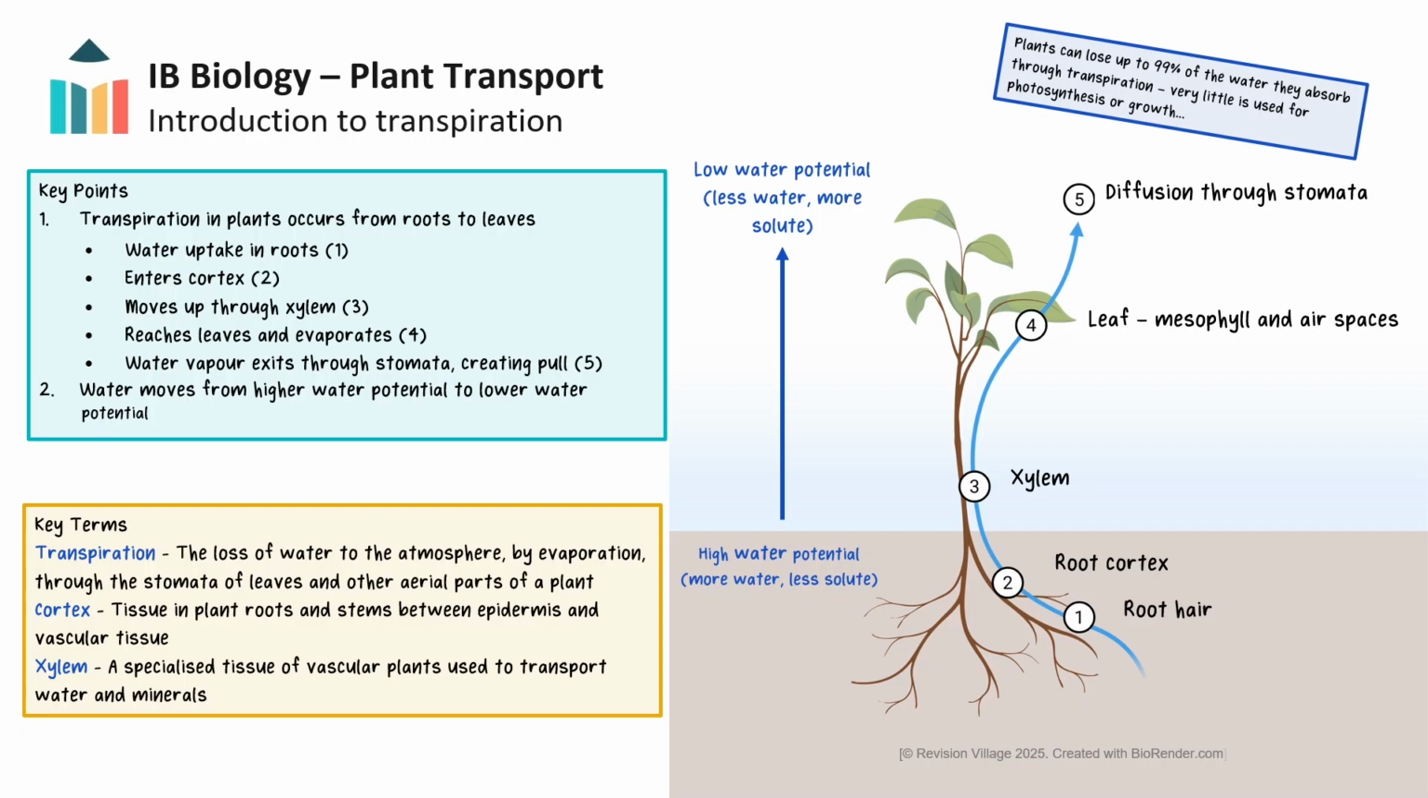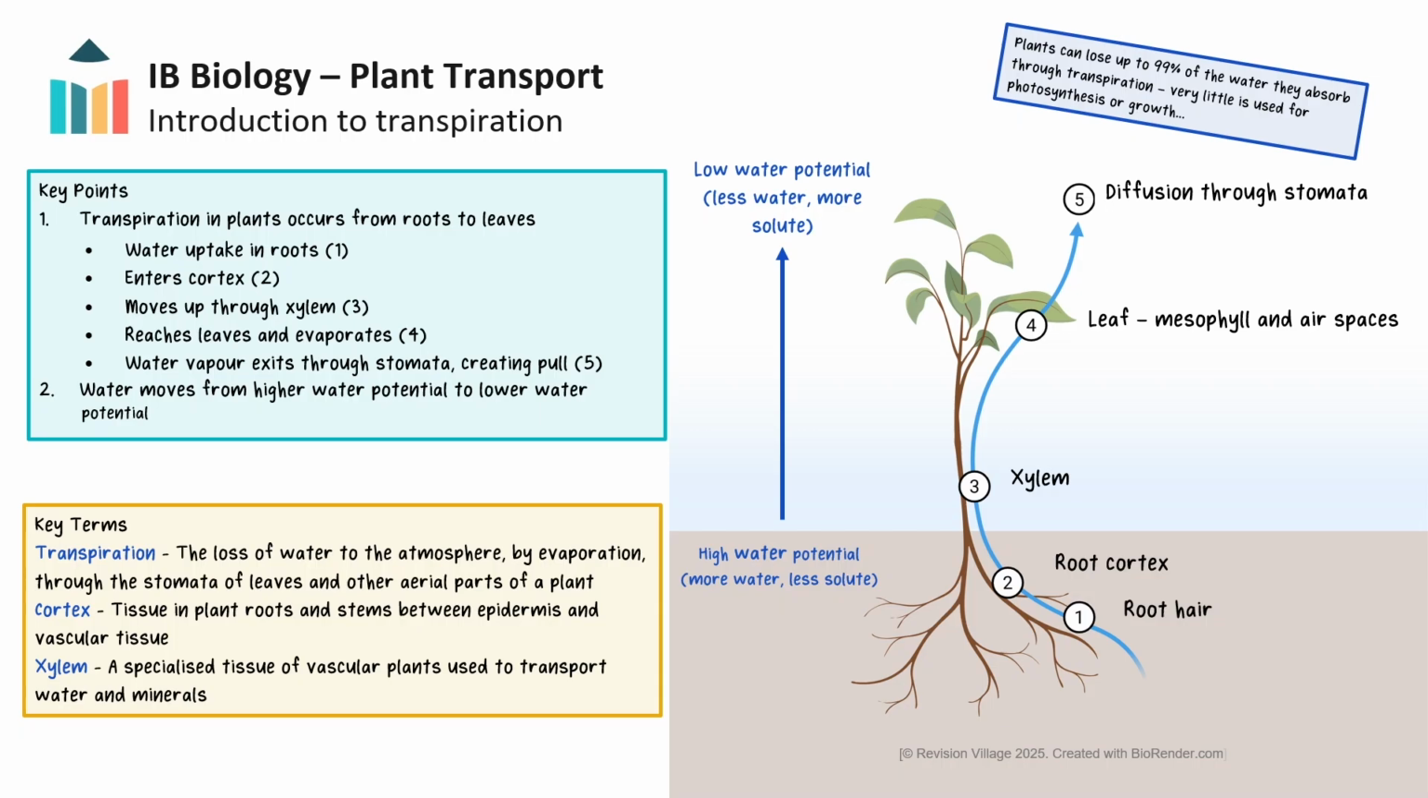When the water reaches the leaves, it moves into the mesophyll cells and evaporates into the air spaces within the leaf. The water vapor then exits through tiny openings on the leaf surface called stomata. This loss of water through the stomata generates a negative pressure in the xylem, effectively pulling more water upwards from the roots in a continuous process known as the transpiration stream.